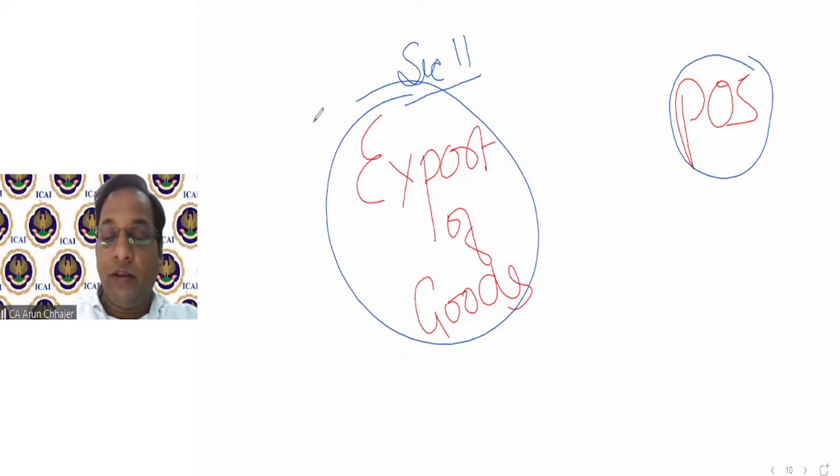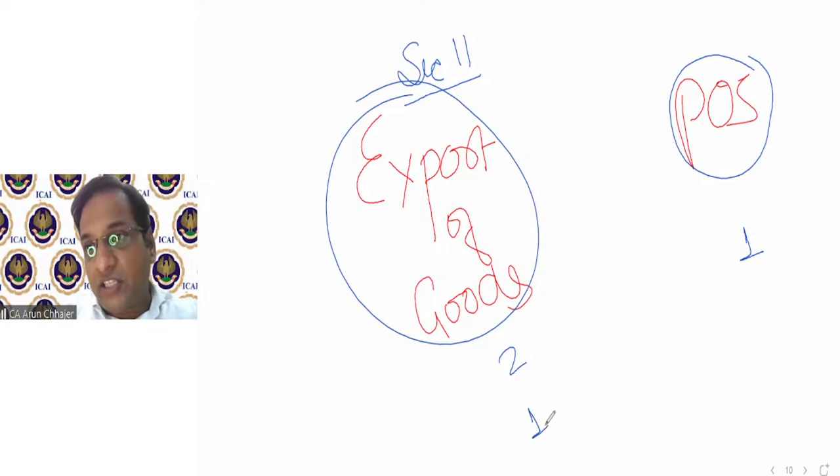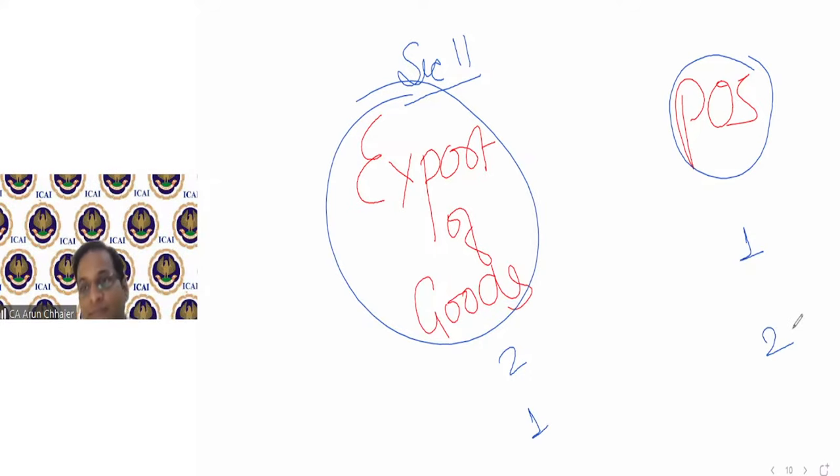So tell me, which one will be decided first? Will the place of supply be decided first and then export of the goods, or first you decide whether the transaction is export of the goods and then you decide the place of supply? Please give me the answer. Which one will be decided first? Will POS be decided first and then export of the goods, or export will be decided first and then POS?